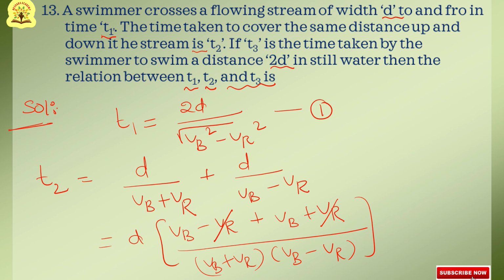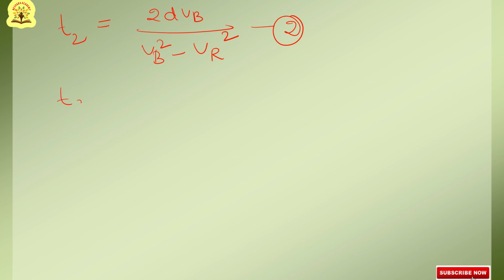So next, T2 is equal to 2d Vb, Vb plus Vb is 2Vb. This can be written as 2d Vb by, here a plus b into a minus b, Vb plus Vr into Vb minus Vr becomes Vb square minus Vr square. Consider this as equation number 2. Next, T3 is equal to 2d by Vb. This is equation number 3.